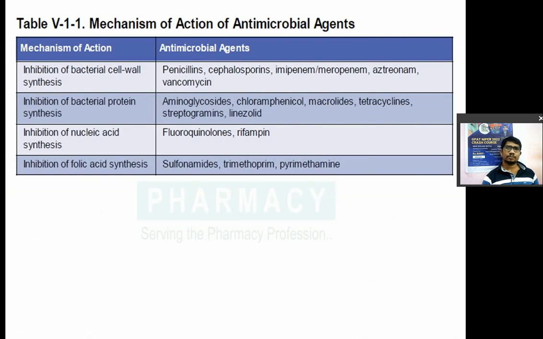My dear students, first of all I would like to revise certain classes of drugs which act on different targets of bacteria. I would like to revise the mechanism of action of antimicrobial drugs.